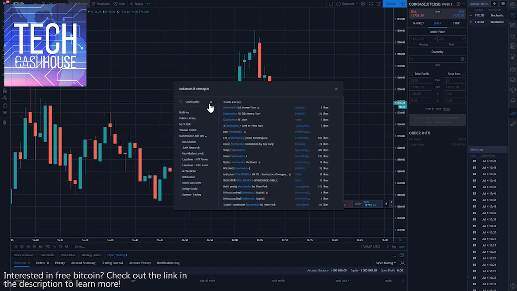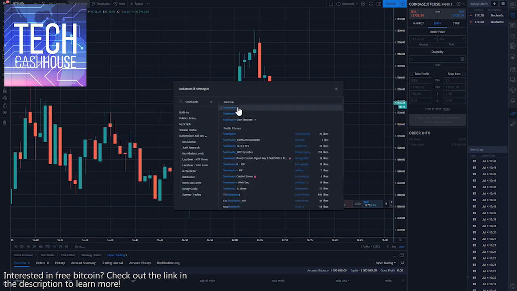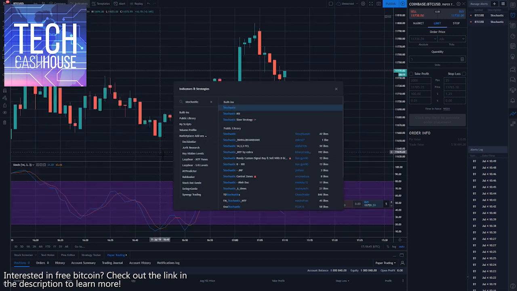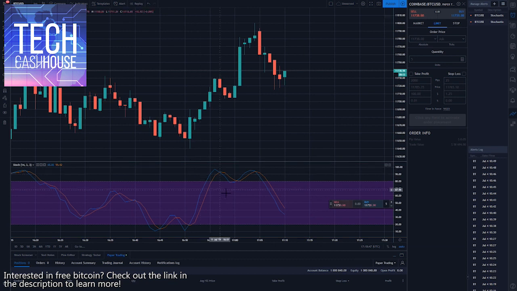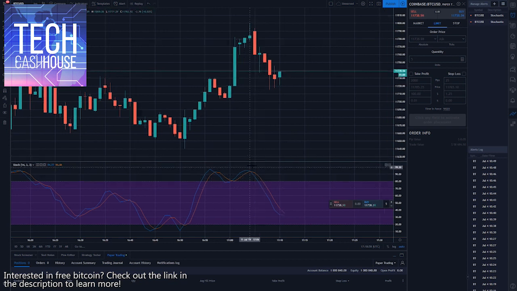Now, stochastic is what's actually listed. Stochastics are a way of seeing if the market is overbought or oversold. Essentially, anything over 80 is overbought, anything under 20 is oversold. And when the market is overbought, that's typically a good time to sell. As you can see here, that lines up pretty well. Okay, when blue crosses back down through orange, that's when you want to sell.